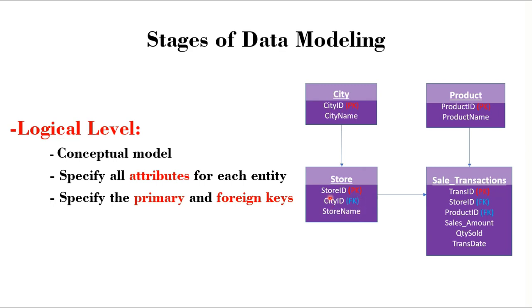The store table also has attributes of its own, which are the store ID, and that's a primary key, and also store name is an attribute for the store table. The same applies to the product entity and sales transaction entity. We have attributes for product entities and also sales transaction entity.